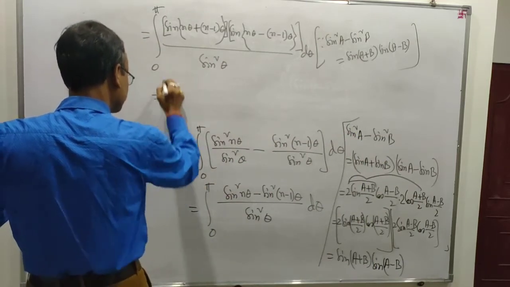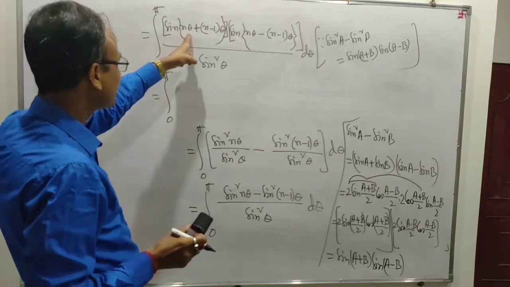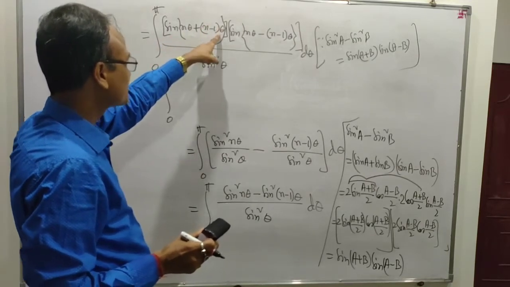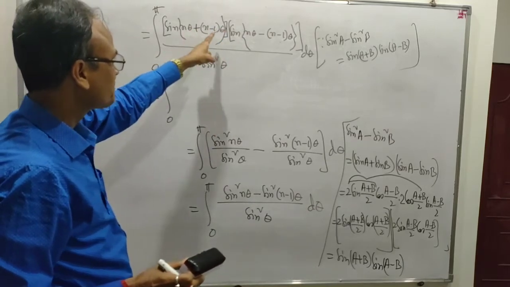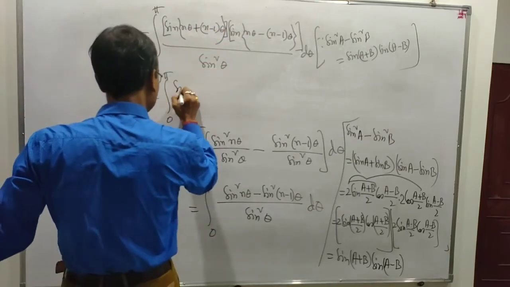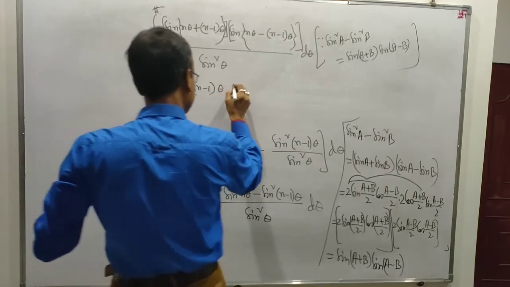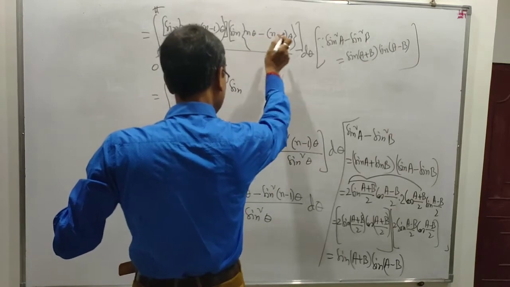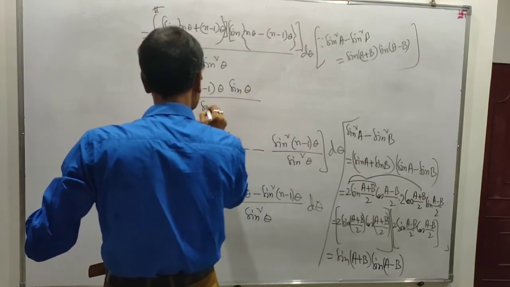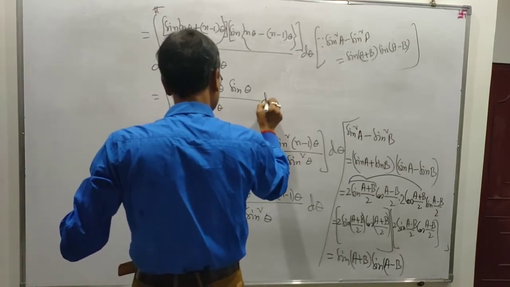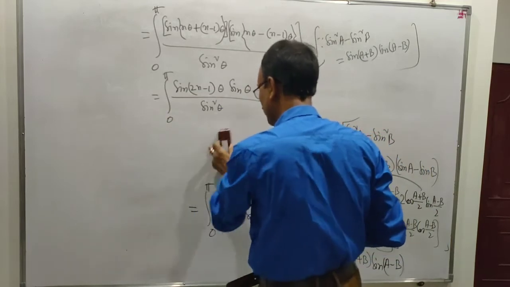What will be this? 0 to pi. n theta plus n theta minus theta. If you take theta common, n plus n minus 1, twice n minus 1 theta, into sin(n theta minus n theta plus theta), sin theta, divided by sin square theta d theta. You will get this one.